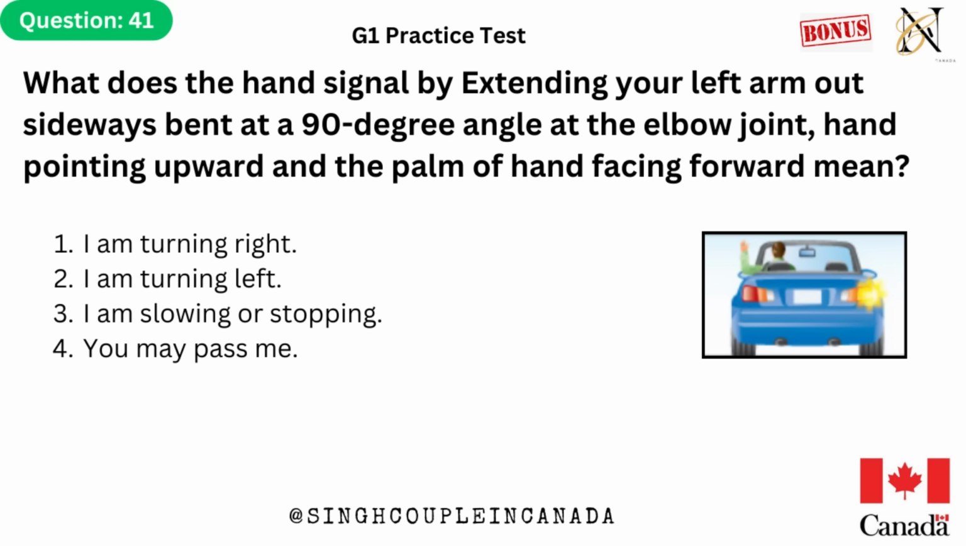What does the hand signal by extending your left arm out sideways bent at a 90-degree angle at the elbow joint, hand pointing upward and the palm of hand facing forward mean? 1. I am turning right. 2. I am turning left. 3. I am slowing or stopping. 4. You may pass me.